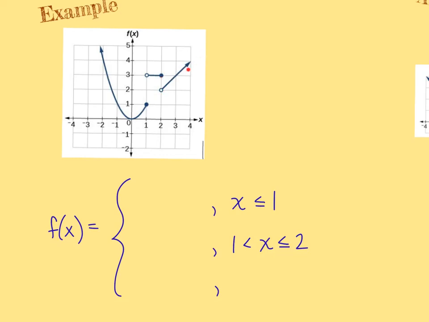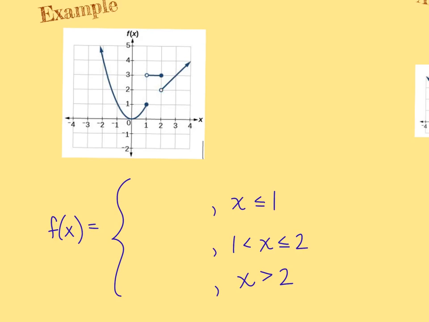This last piece is 2 and not 2, but everything greater than it, that open dot there. So we're not including 2, but we're including everything greater than 2. So just to the right of 2, 2.00001 would be included down here. So that open circle and then to the right.